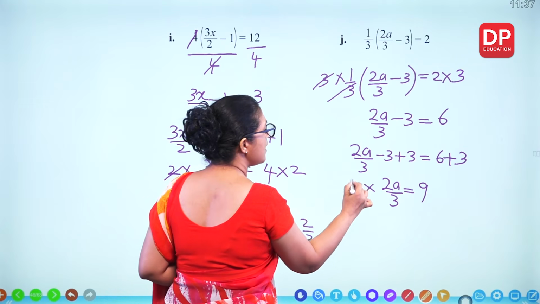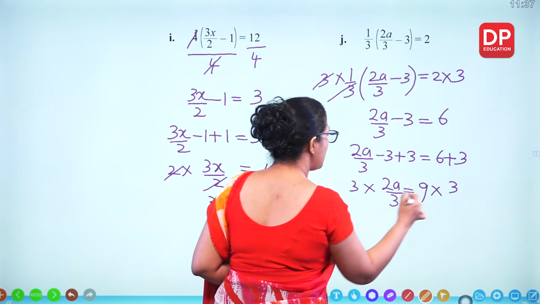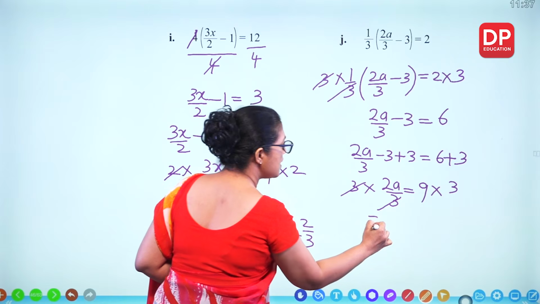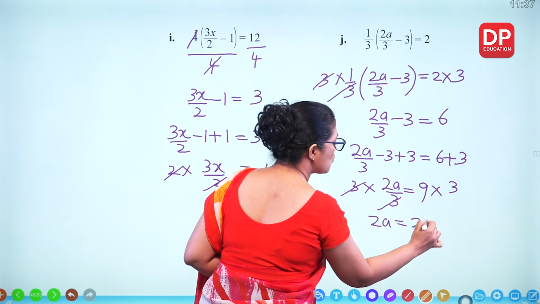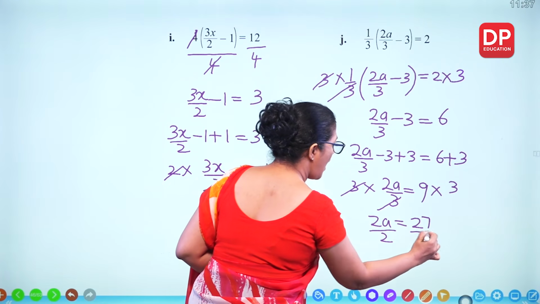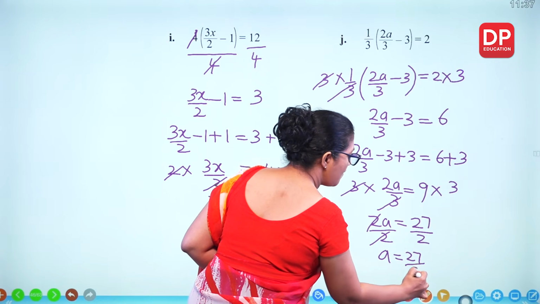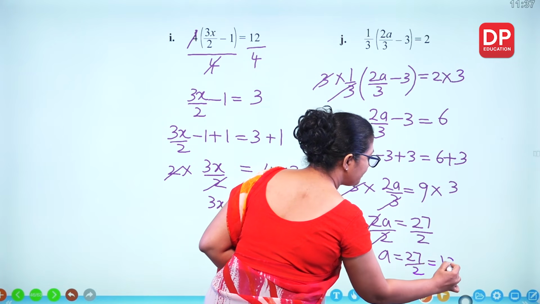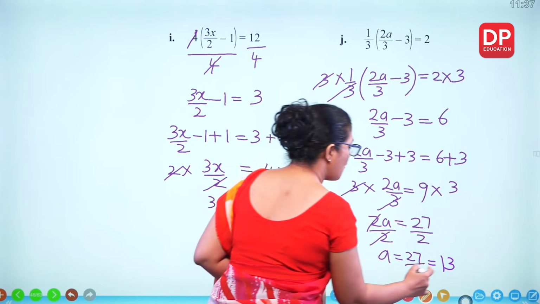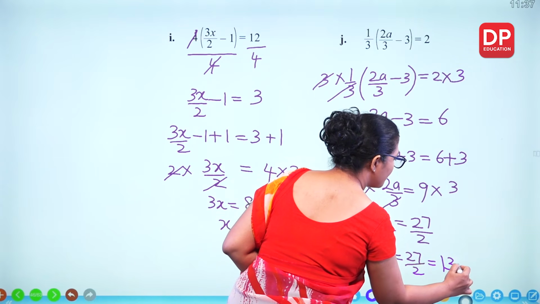Now multiply both sides by 3 to get rid of this denominator. You get 2a equals 27. Divide by 2. 27 over 2 means 13.5.